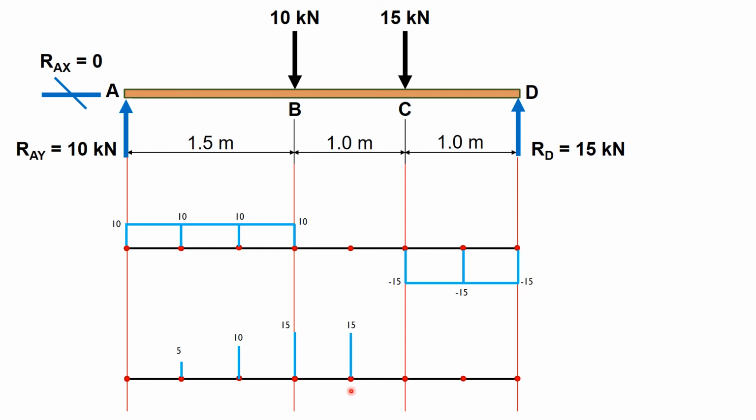15 also when x is 2.5 or 2 for segment BC. And when x equals 2.5 for segment BC, the moment is 15. So for CD, when x is 3, the moment is 7.5. And when x is 3.5, the moment is 0.